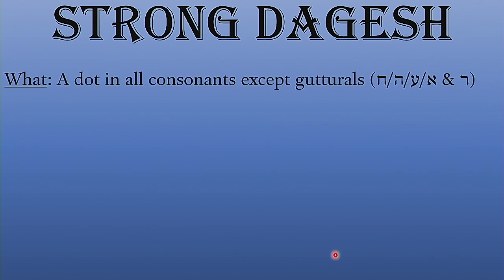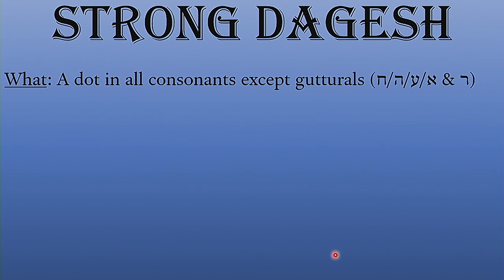What is the strong dagesh? Well, it's a dot. Just like the weak dagesh, the strong dagesh is a dot, and it appears in all of the consonants except in the gutturals. What are the gutturals? We haven't talked about the gutturals yet. We'll talk about them in just a minute. But it's the letters Aleph, Ain, Hey, Het, and sometimes Resh.